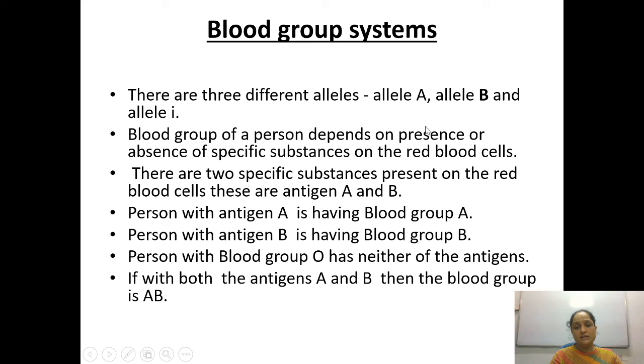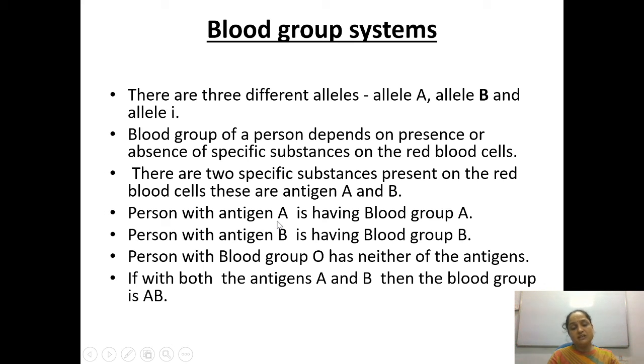Blood group of a person depends on presence or absence of specific substances on the red blood cells. तो blood group कैसे पता चलते हैं? Because of the presence of some specific substance. कुछ ऐसे substances होते हैं जो red blood cells पे पाए जाते हैं. Because of that, we will be able to recognize whether the type of blood group is A, B, AB or O. So there are two specific substances present on the red blood cells. These are antigen A and antigen B.